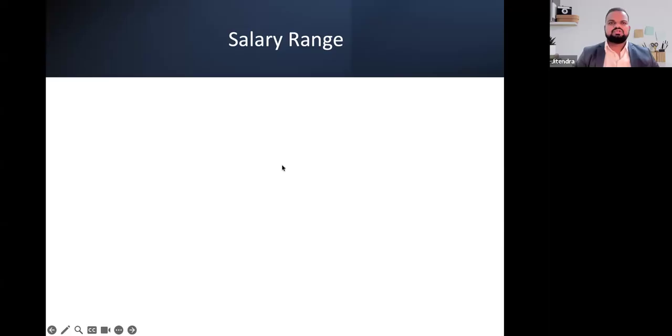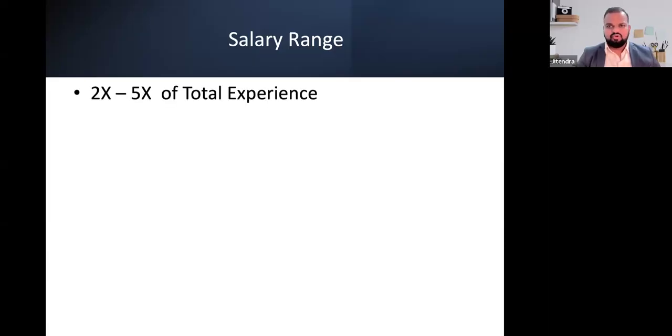Next, okay, fine, but when I start working as a PO in the product domain, how much salary can I expect? The good news is product management pays much better than any other domain or department. The average package of a product owner or product management person is between 2x to 5x of the total experience you have.